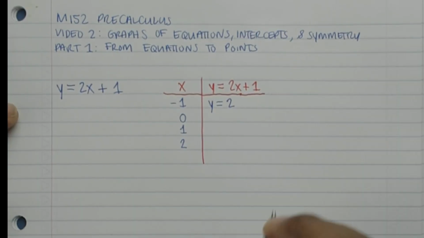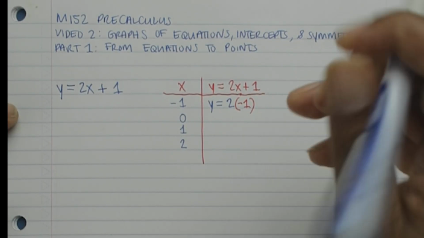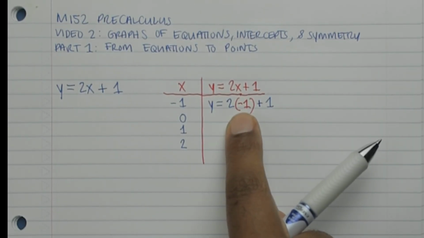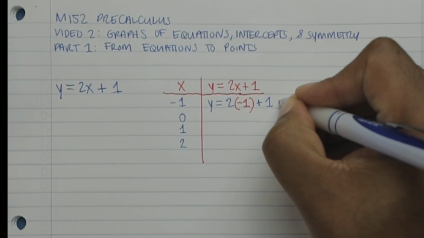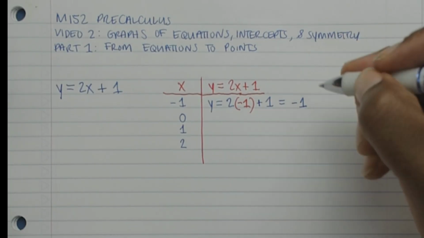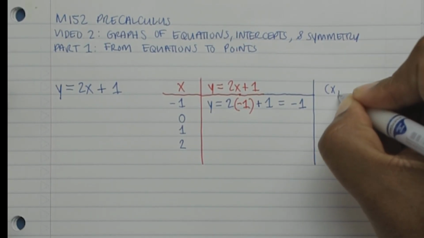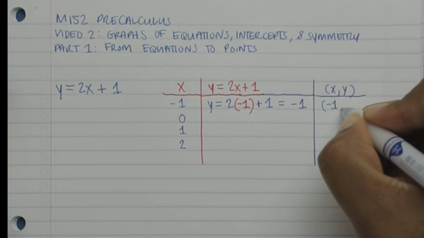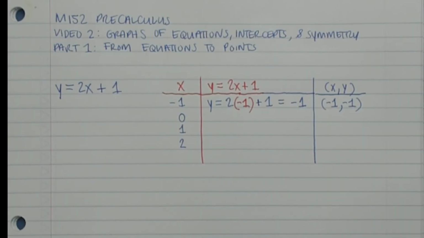So again, that would look like this. y equals 2 times (-1) plus 1. In doing this, 2 times -1 is going to give me -2. -2 plus 1 is going to give me -1. So our first point, if I were to create a table here with the x value and the y value in each column, is -1, -1. Okay. So again, y is dependent upon x.